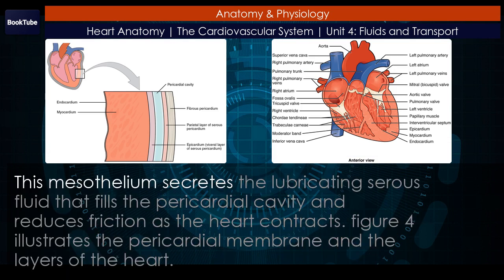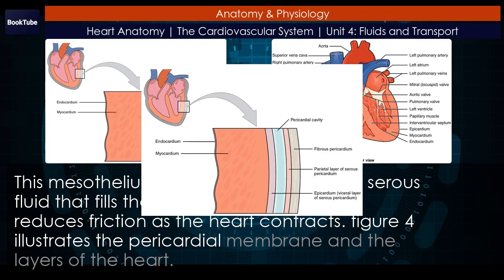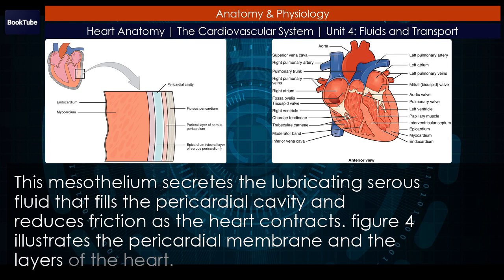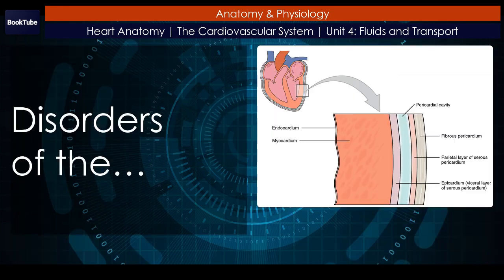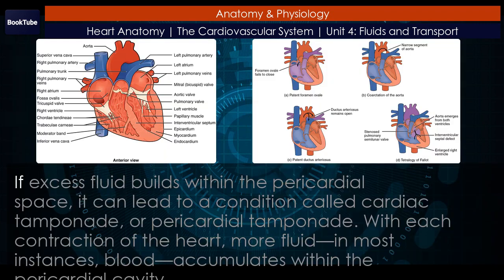This mesothelium secretes the lubricating serous fluid that fills the pericardial cavity and reduces friction as the heart contracts. Figure 4 illustrates the pericardial membrane and the layers of the heart. Disorders of the heart. Cardiac tamponade. If excess fluid builds within the pericardial space, it can lead to a condition called cardiac tamponade, or pericardial tamponade.